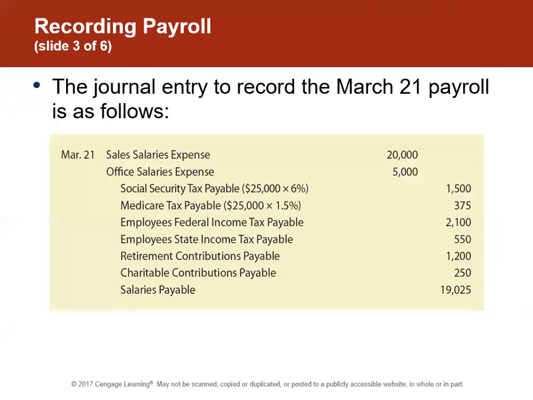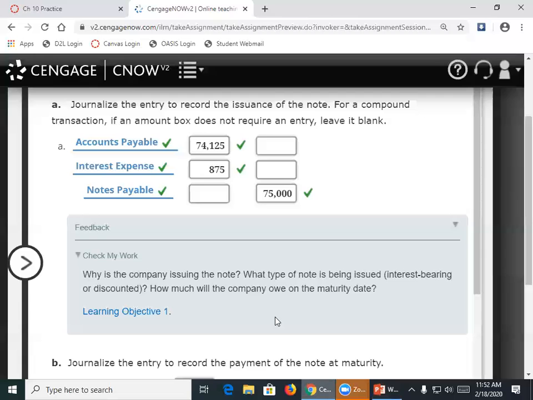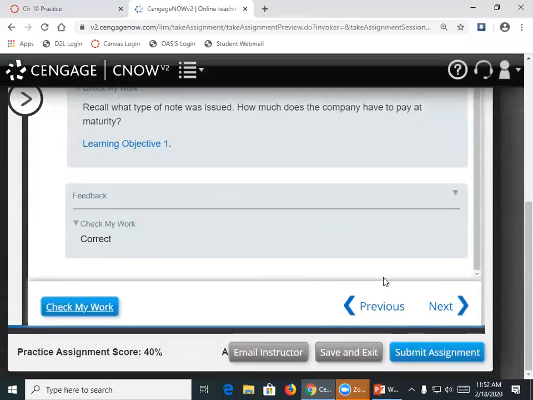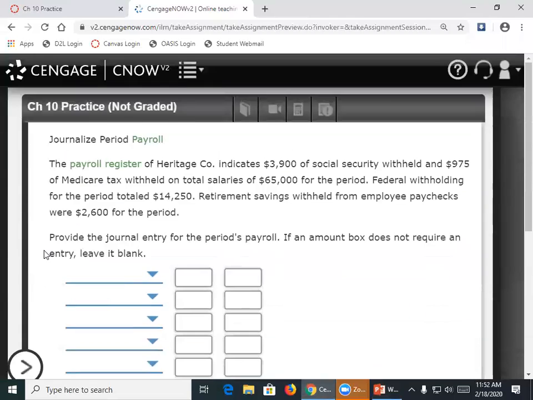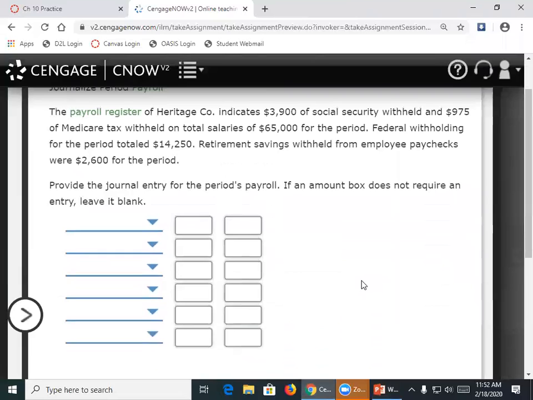Let's go to our practice and do one like this. Before we move on, I think we need a practice break, right? Number 3 on our practice is journalizing payroll. Again, our first journal entry dealing with payroll is journalizing the actual payroll that we're cutting checks for.